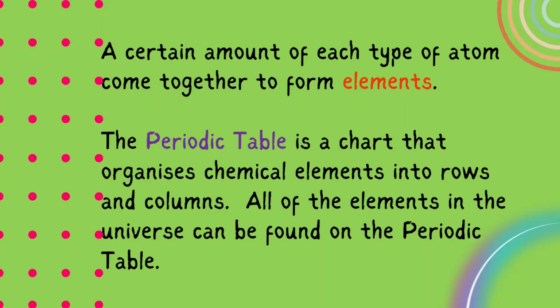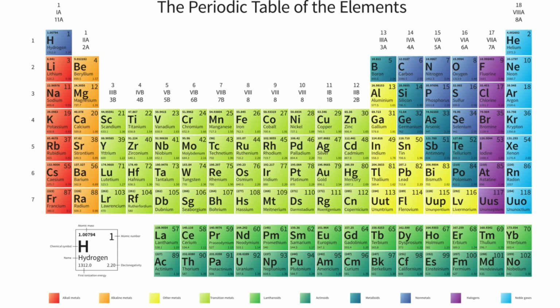A certain amount of each type of atom come together to form elements. The periodic table is a chart that organizes chemical elements into rows and columns. All of the elements in the universe can be found on the periodic table.